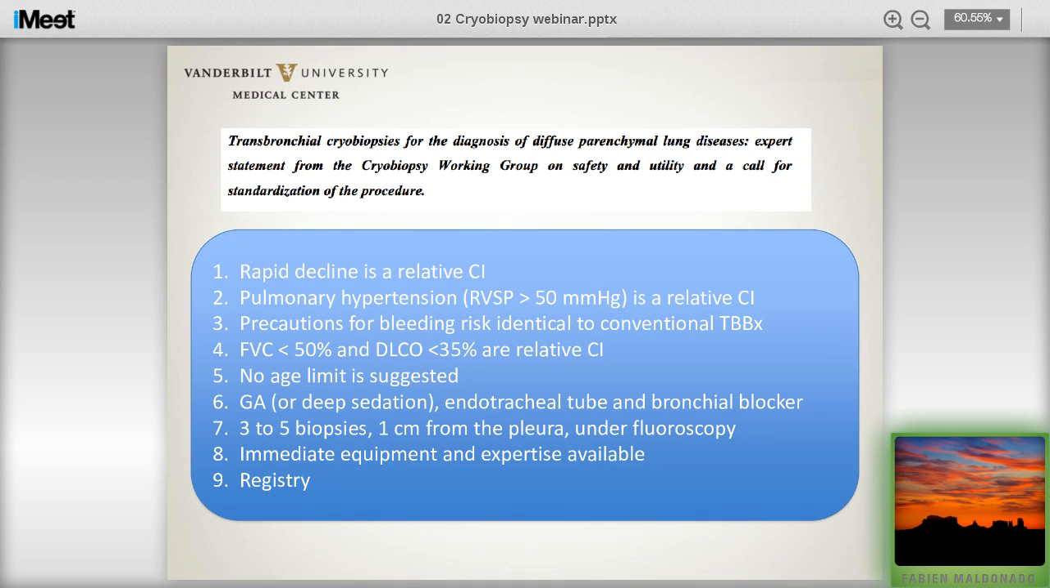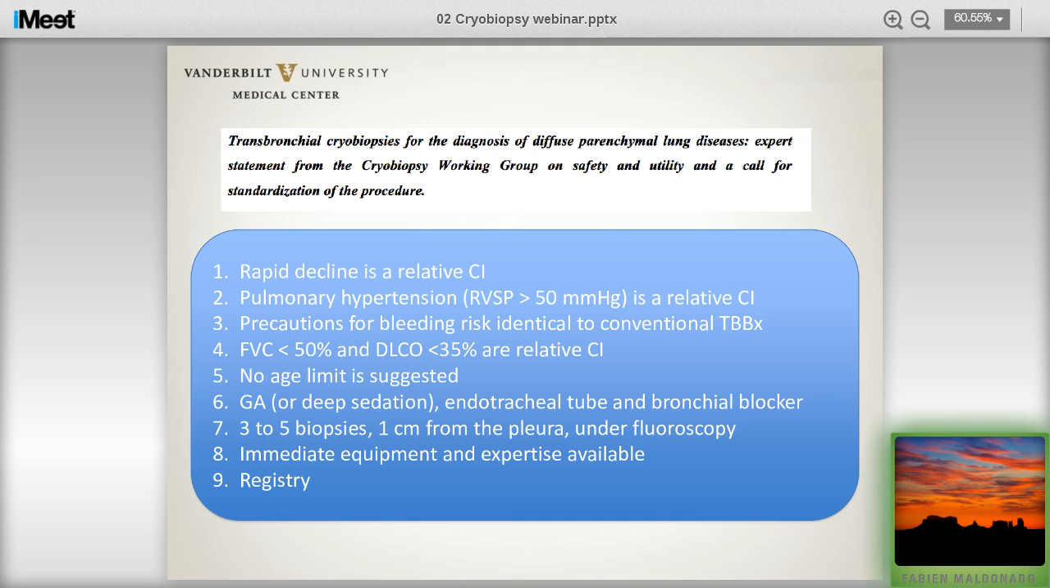And I can tell you that pneumothorax is probably something you want to deal with rather than a bleed from cryobiopsies, which are often problematic. You need to use fluoroscopy to at least get a sense of how close to the pleura you are. And then, of course, you should have immediate equipment, expertise available. Most of us are interventional pulmonologists and well-versed in dealing with complications from bronchoscopy.